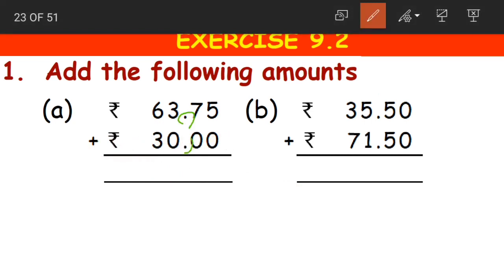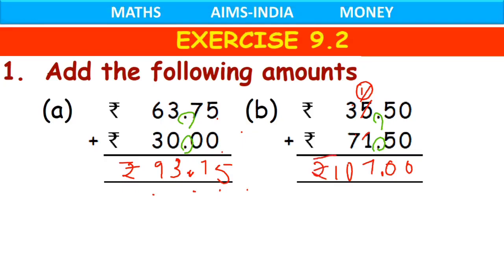See here, it is already written in the correct order, that means the points are one below the other. We can simply add now. 5, 7.39. So our answer is 93.75 rupees. Coming to question B, 0, 5 plus 5 is 10, 1 carried, 5 plus 1 is 6, 6 plus 1 is 7, 3 plus 7 is 10. The point is kept here. Now 107 rupees is our answer.